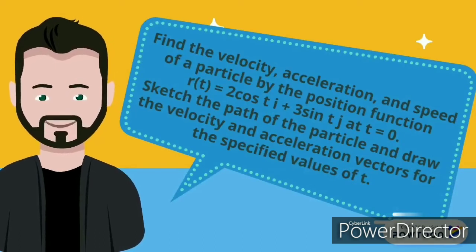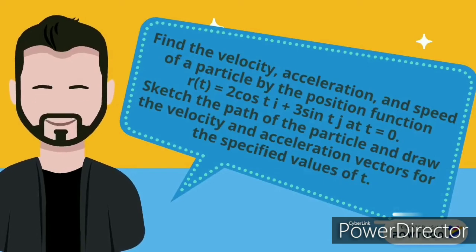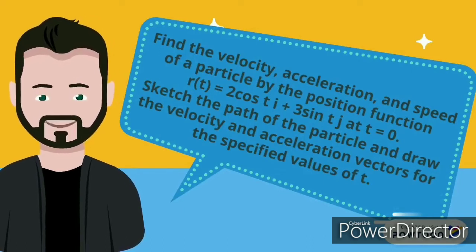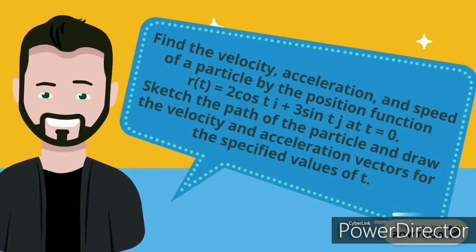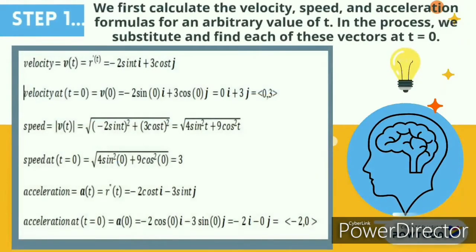So for this question, we need to find the velocity, acceleration and speed of a particle by the position function r(t) equal to 2 cos t i plus 3 sin t j at t equal to 0. And then we need to sketch the path of the particle and draw the velocity and acceleration vectors for the specified values of t. Step 1. Firstly, we need to calculate the velocity, speed and acceleration formulas for an arbitrary value of t. In the process, we substitute and find each of these vectors at t equal to 0.